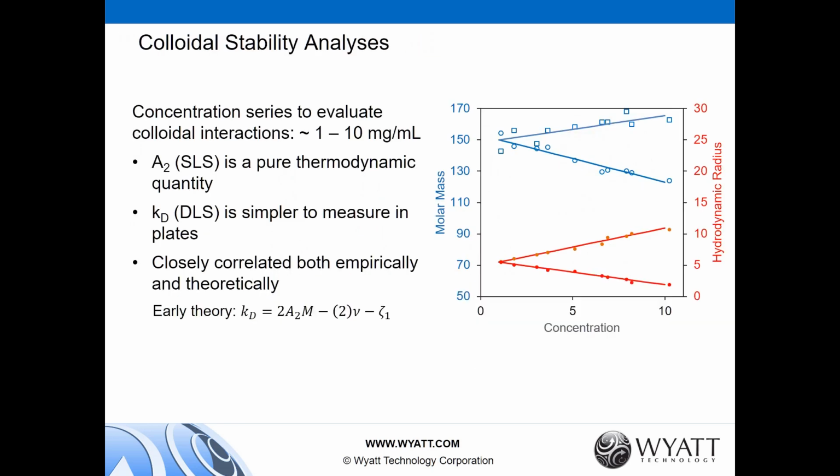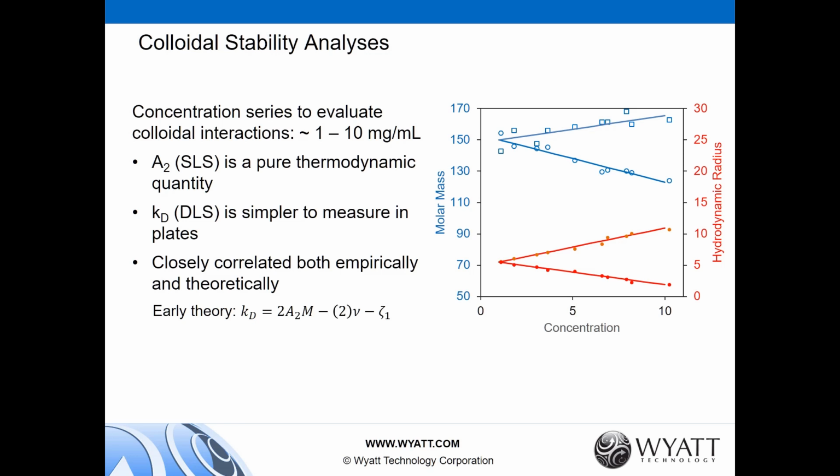Colloidal stability analysis, which is made through the concentration dependence of either the molar mass or the hydrodynamic radius, is perhaps one of the most critical and useful predictors of long-term stability because it really does indicate directly the protein-protein interactions that lead to aggregation. And so the plate reader 3 gives us the ability to measure both A2 and KD. A2 is the second virial coefficient measured with static light scattering, and it's a pure thermodynamic quantity that describes the protein-protein interactions as mediated by the solvent.